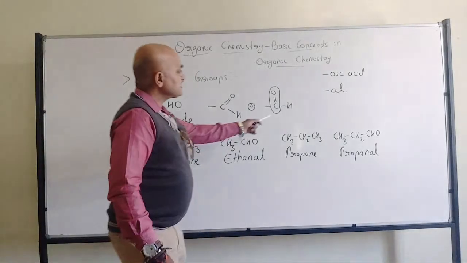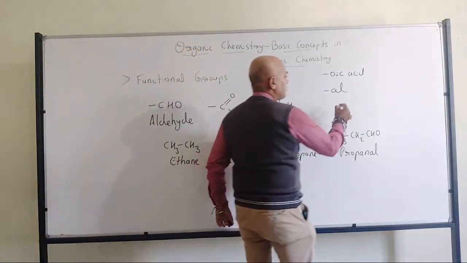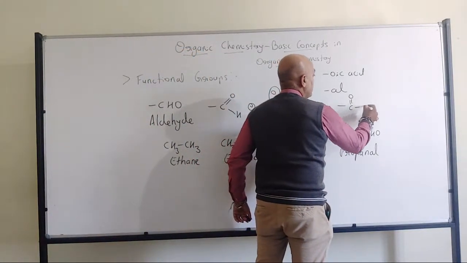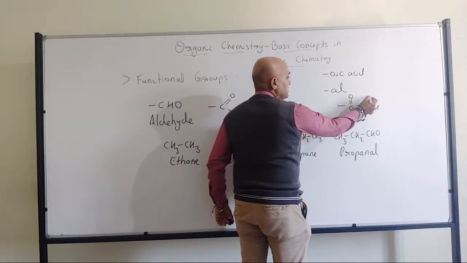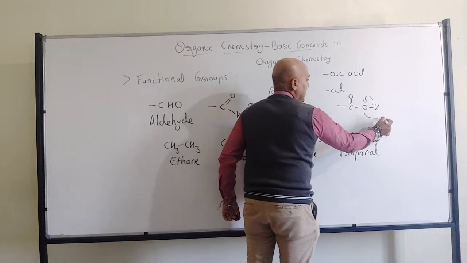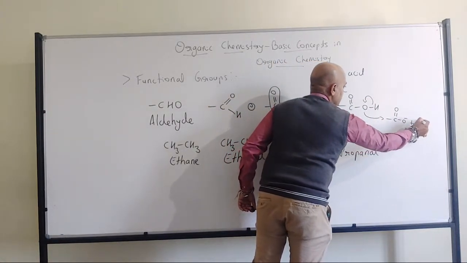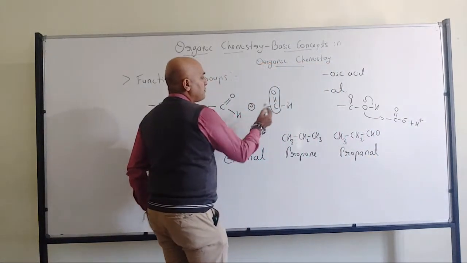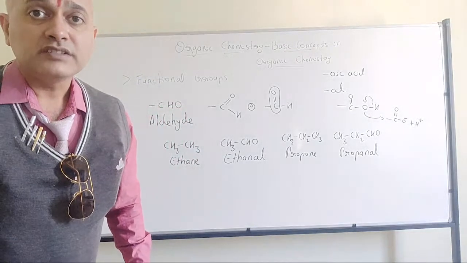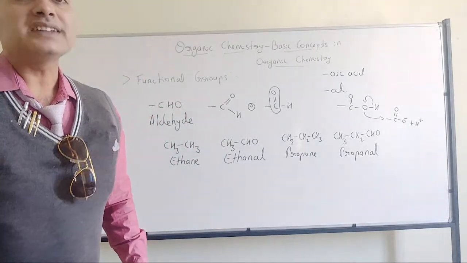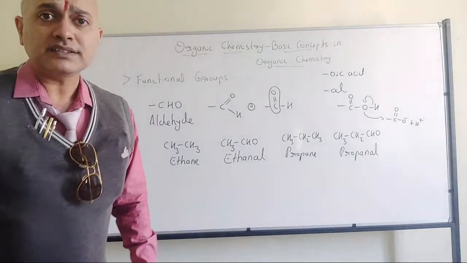They cannot release this hydrogen as H+. In carboxylic acid, why was it released as H+? Because it was attached to an electronegative element, oxygen, which used to take the electron and dissociate as O minus and H+. But here carbon is not electronegative like oxygen. So we will not consider aldehyde an acid, because it's not going to release the H+.